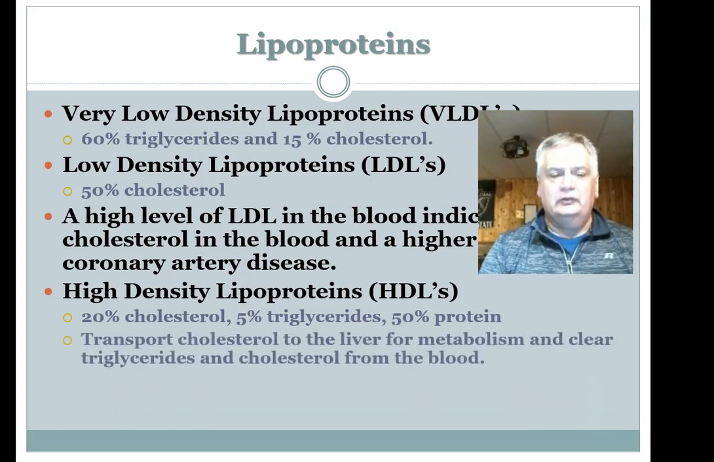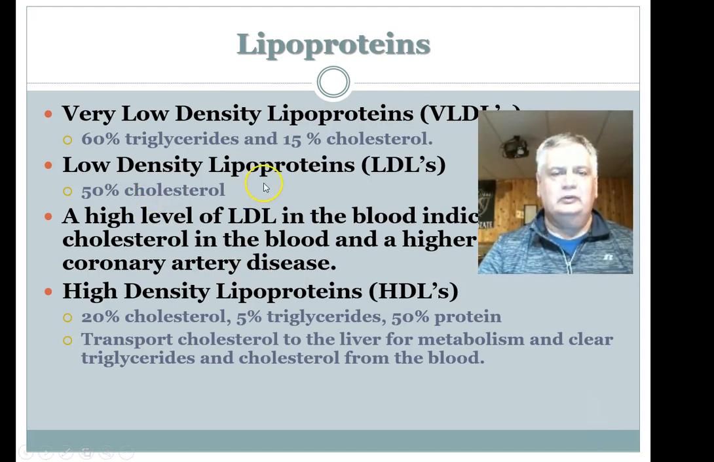High-density lipoproteins are oftentimes referred to as the good cholesterol because they transport cholesterol to the liver for metabolism, and they represent triglycerides or fat and cholesterol actually being cleared from the blood. So this is why they're considered to be the good ones. High density lipoproteins means lots of fat and cholesterol clearance from the blood.